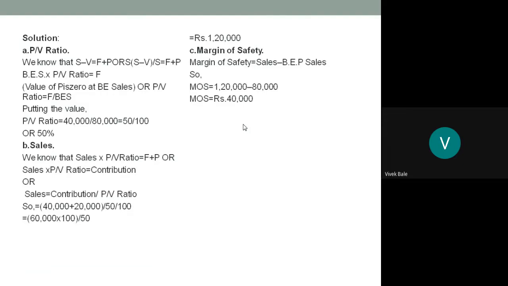Therefore, break-even sales multiplied by PV ratio is equal to fixed cost. And therefore, PV ratio is equal to fixed cost divided by break-even sales. So I am putting these figures into the formula. PV ratio is equal to 40,000 divided by 80,000, which is 50 divided by 100, or you can say the PV ratio is 50%.